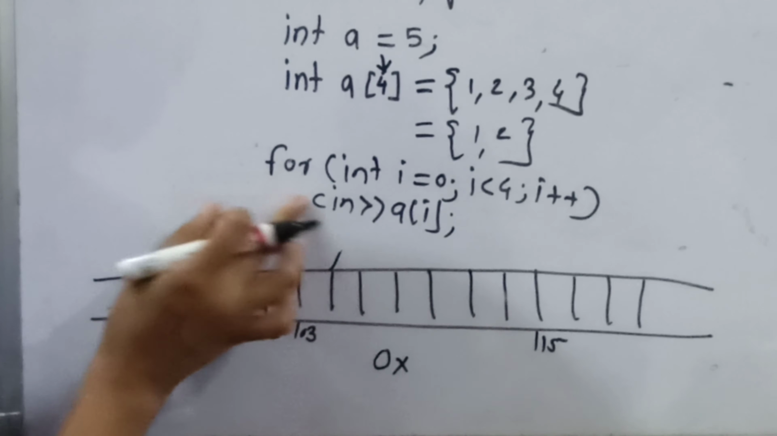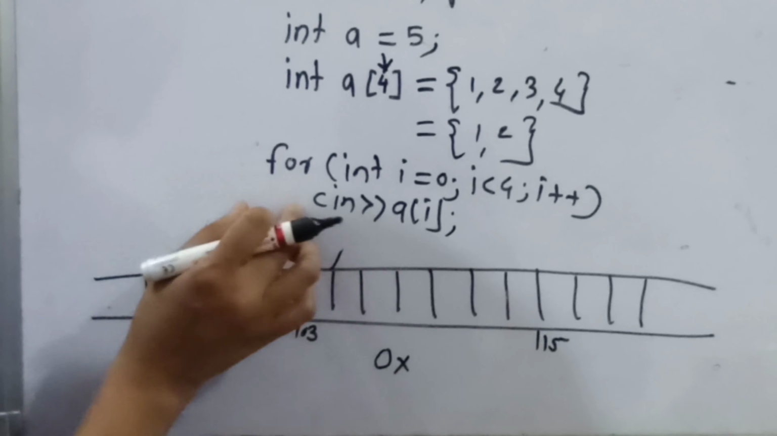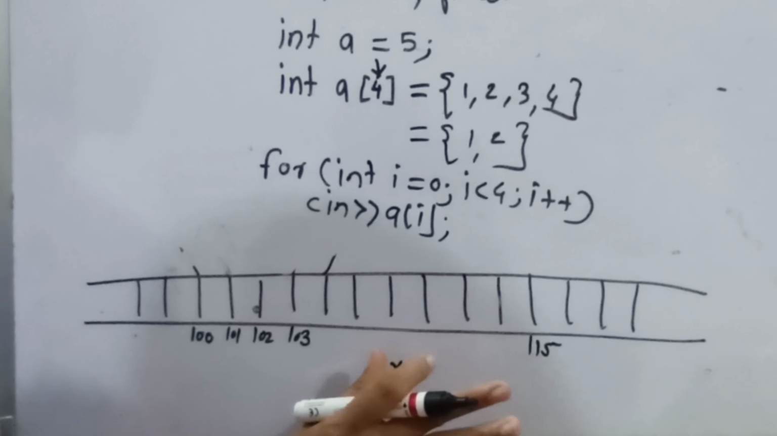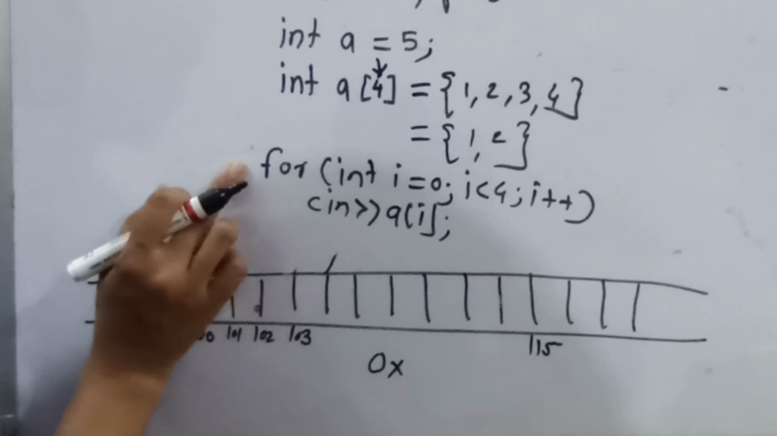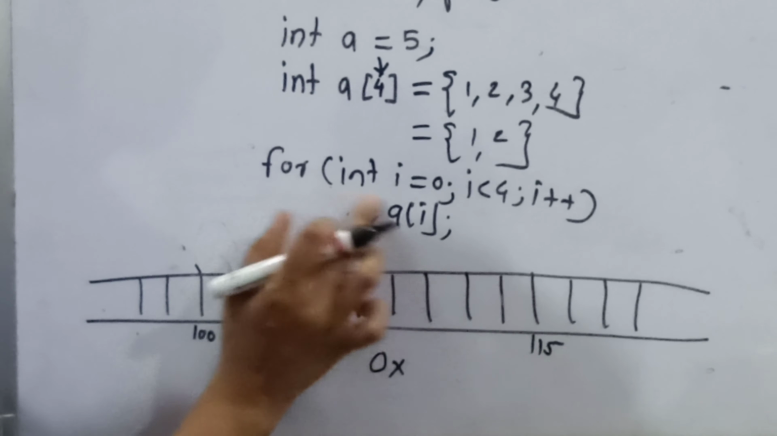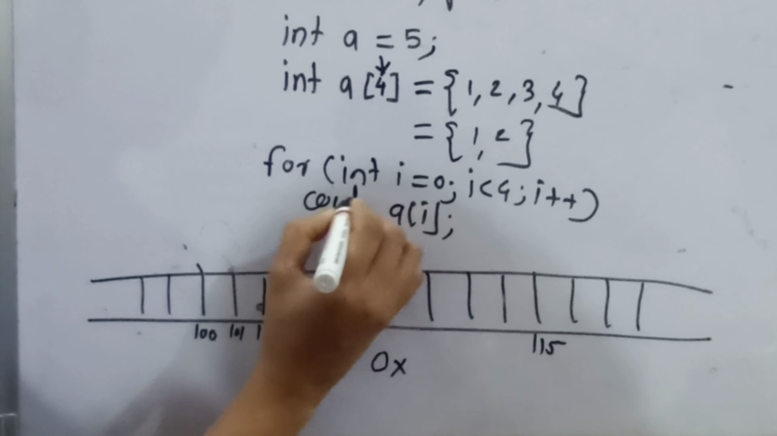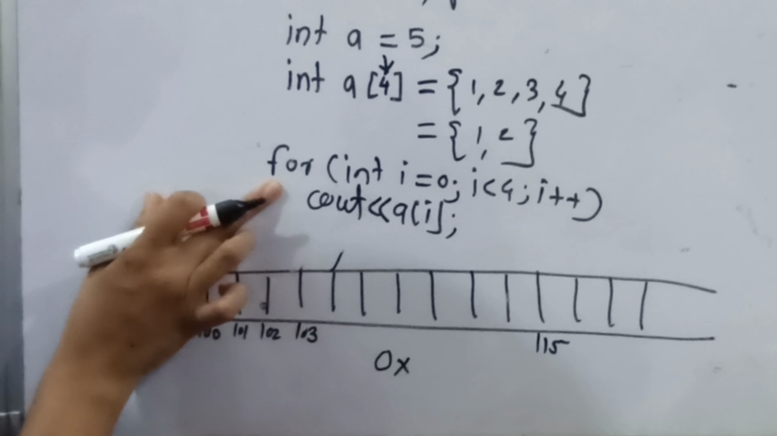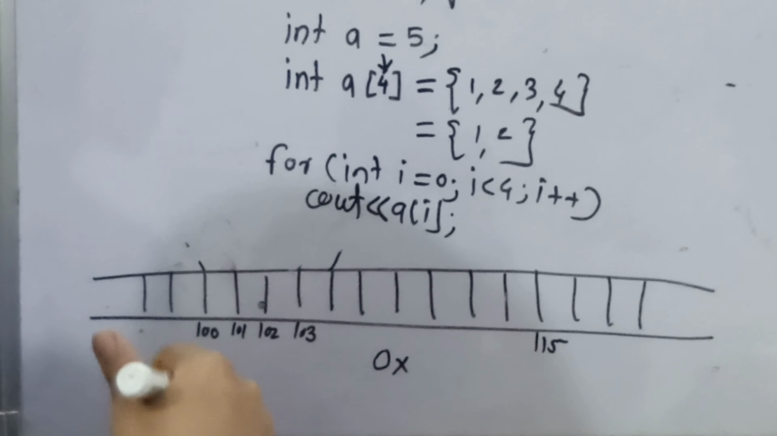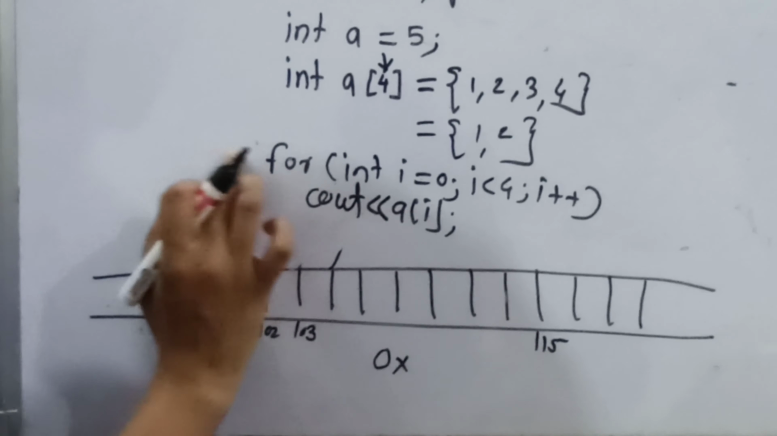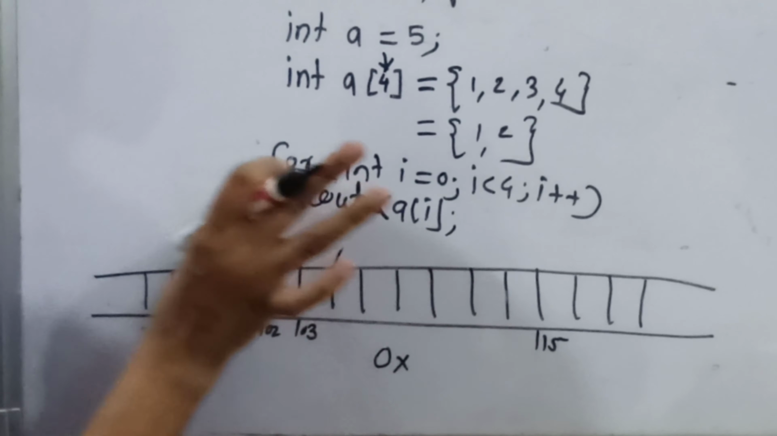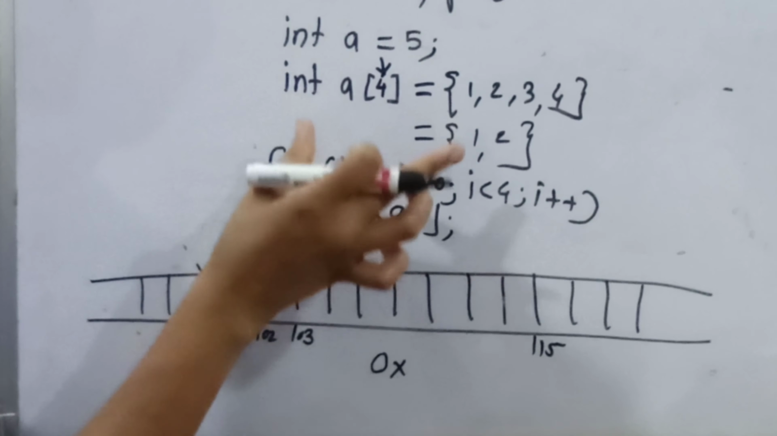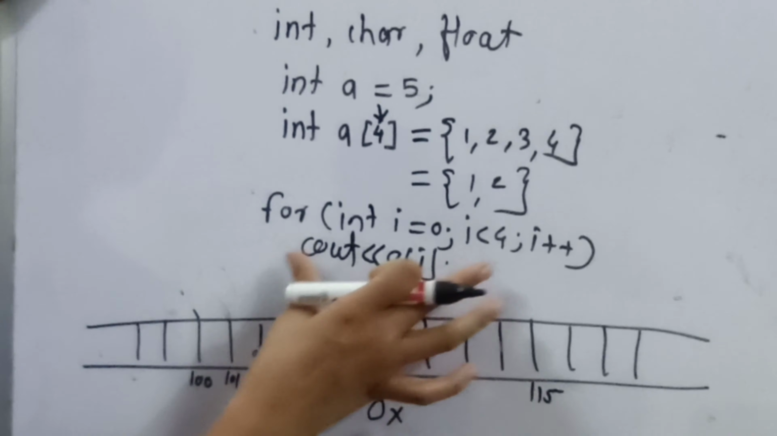And as we use the for loop for accepting the values, in the same way if you want to display the array, then at that time also you have to use a loop, and instead of cin you write cout. So this is the printing of the array. That means at the time of accessing and at the time of printing, we have to use a loop while printing this array.